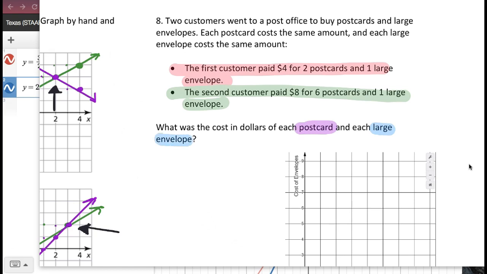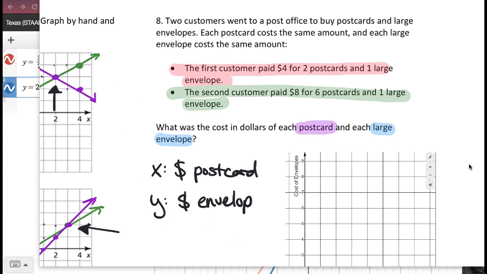So we need to know what the cost in dollars is for a postcard and an envelope. That means that's what I currently do not know. And since I don't know what they are, that's going to be my variables: the cost of the postcard and the cost of the envelope. It is of the utmost importance that you label your variables when we're doing real-world problems. You'll see why at the end of this question.